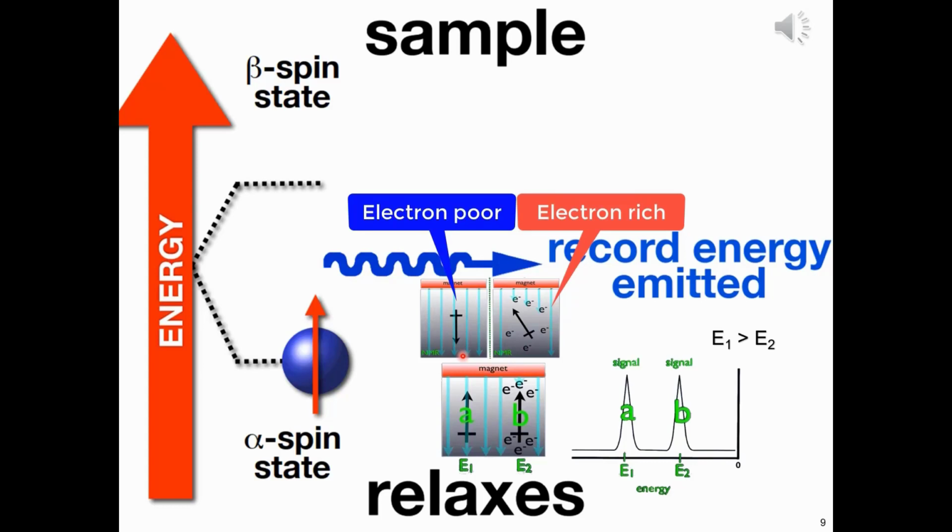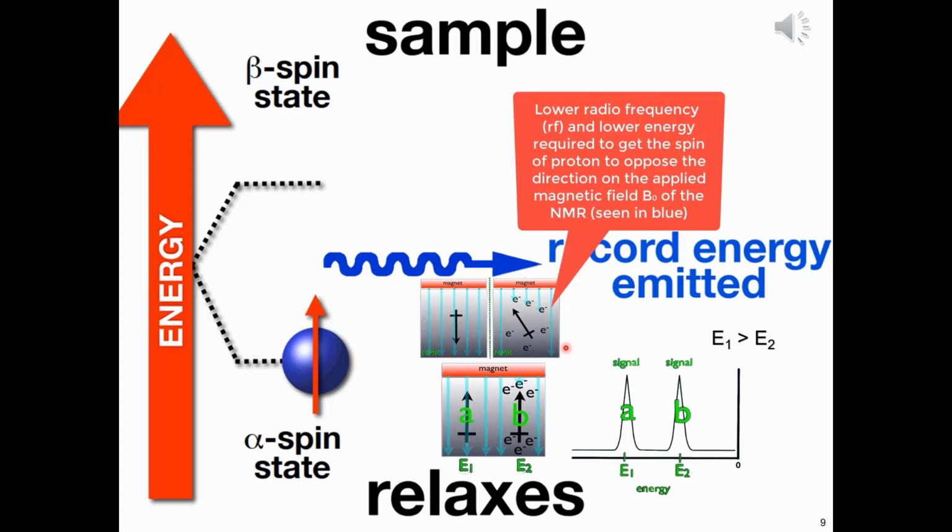So protons in an electron-rich environment require radio frequency with a lower energy to achieve the beta spin state, and hence to resonate. This is E2 on our diagram. Remember, the dipole has to be in the opposite direction to the applied field, B0, seen in blue.